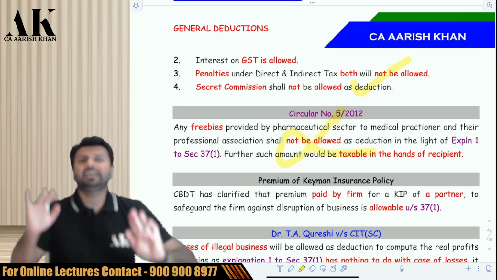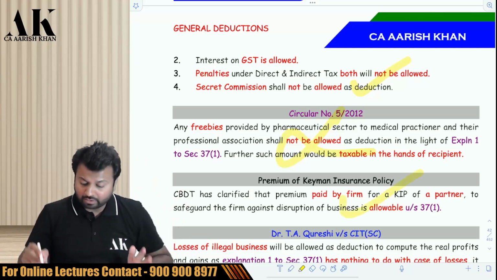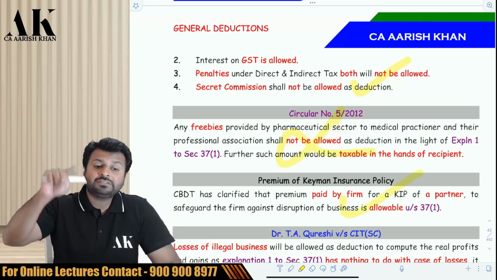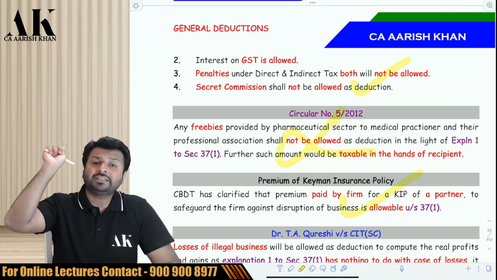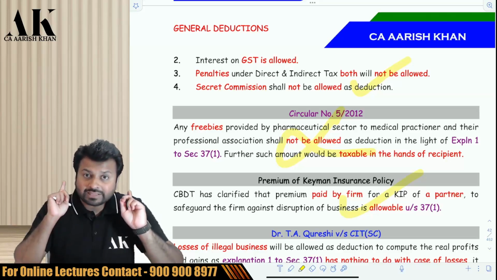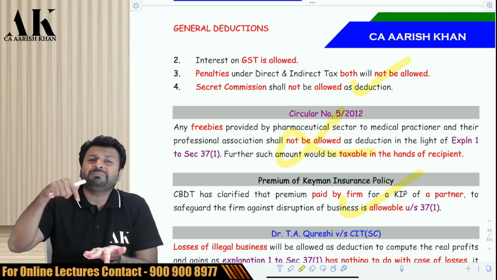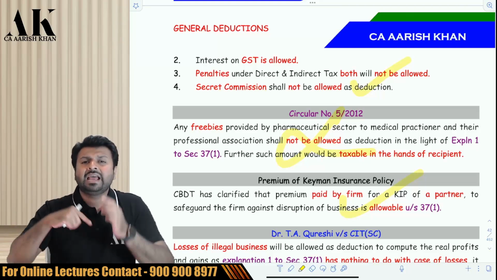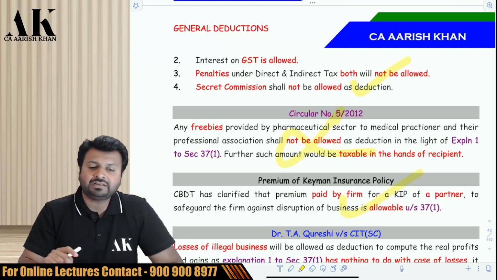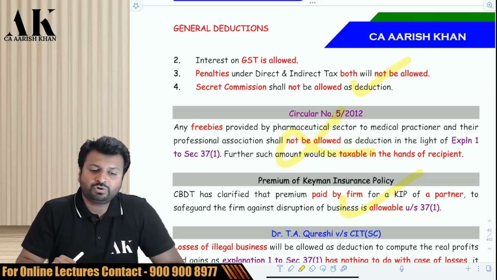CBDT has clarified that if the partner is important for the business, then it is allowed. If that partner is very important to safeguard the business against disruption, such an important partner that the entire business will be disrupted if that partner is not there, and you are taking a key man insurance policy for that partner, then even the partnership firm will be allowed a deduction. Don't worry.